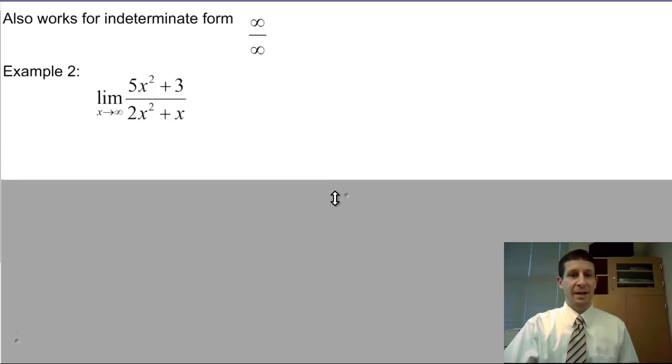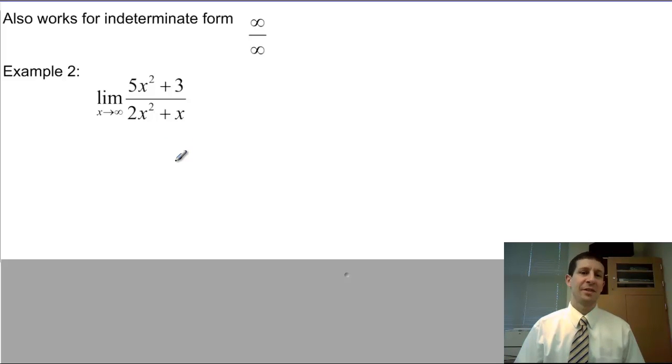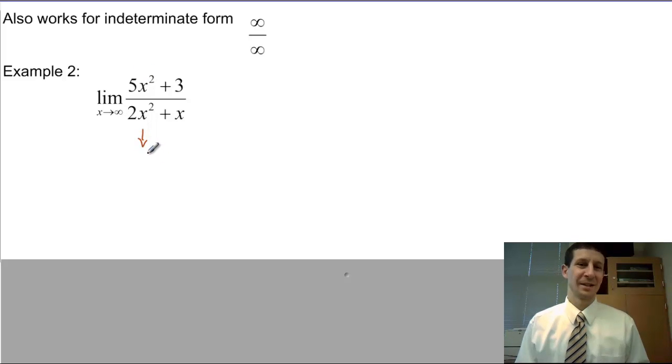So let's try one out where we're going to run into that. So our second example is the limit as x approaches infinity of 5x squared plus 3 over 2x squared plus x. And we used funny math. We didn't really use what I would call solid math in order to solve this back in chapter 2. So what we should do is we should start by trying to substitute an infinity in. I can't really do that. You can't sub in infinity, so I'm not going to use equal signs.